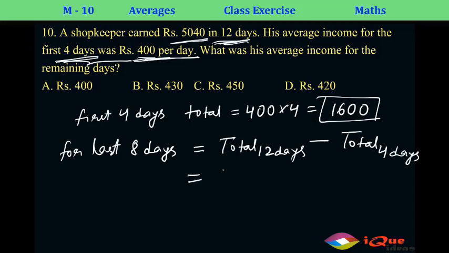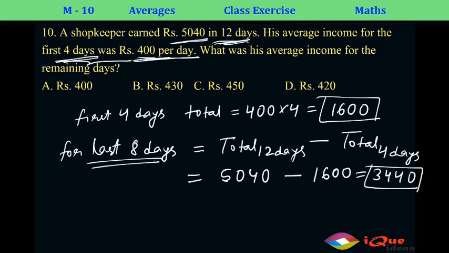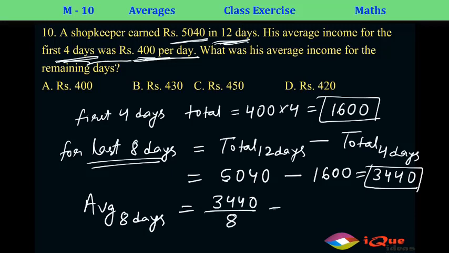Now, total for 12 days is 5040 minus total for first 4 days is 1600. So if we subtract, you get 3440 is the total for last 8 days. So average of last 8 days is equal to total sum, that is 3440, divide by 8. So if you divide by 8, it comes out to be 430 rupees. That is the average of last 8 days.